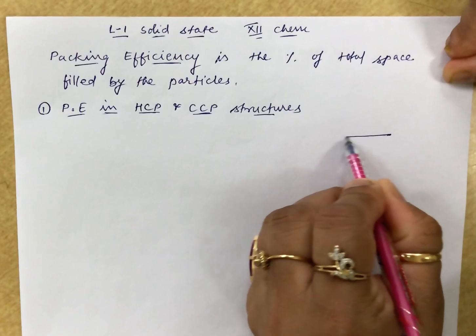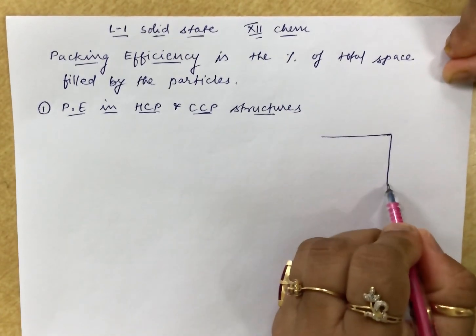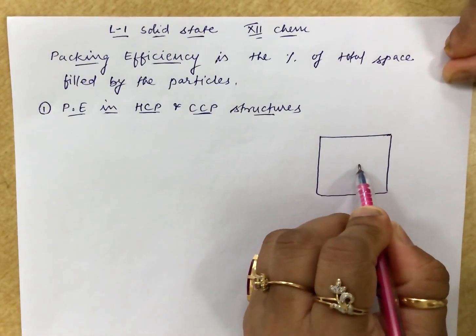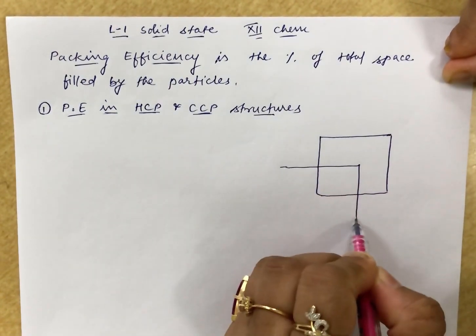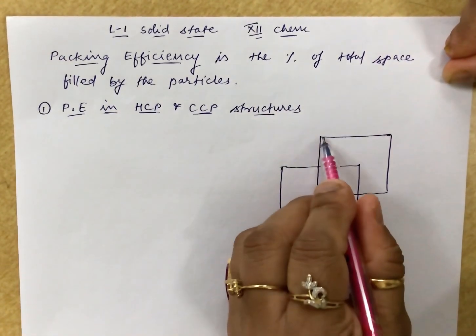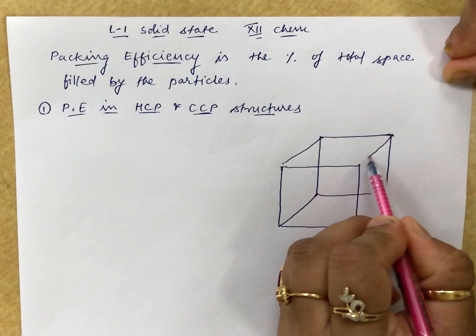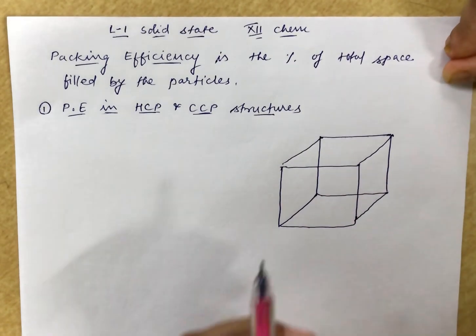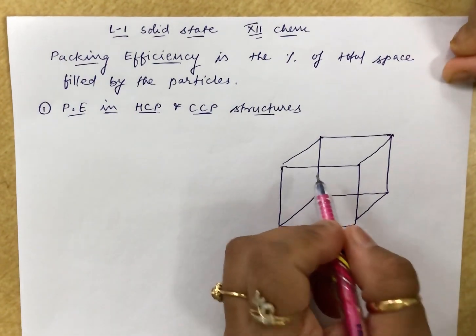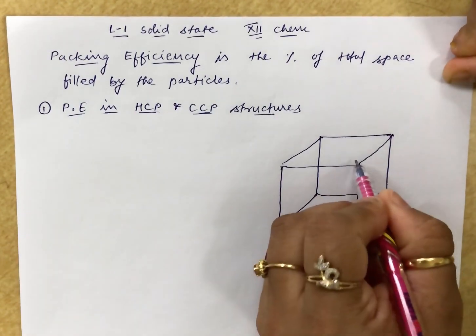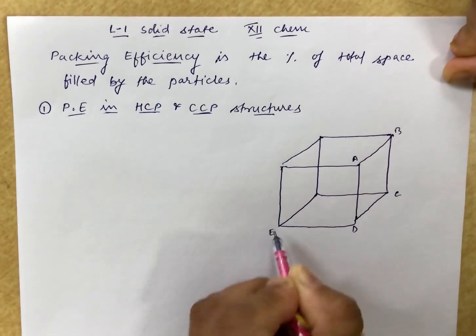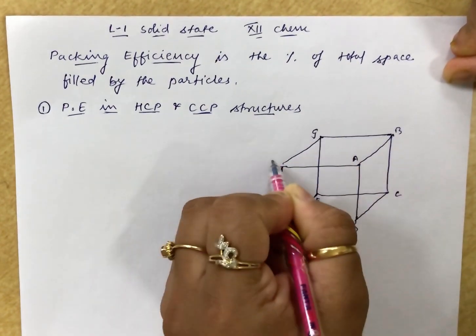You see that you have a cube to be taken into consideration. So I am here with that cube. You can just have a look and draw simultaneously in your notebook for practice. See, this is a cube, and as we are talking about CCP, that is nothing but FCC, face centered cubic lattice. Let me name the vertices A, B, C, D, E, F, G and H.